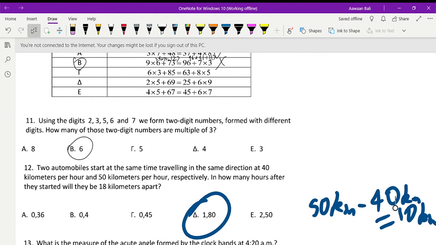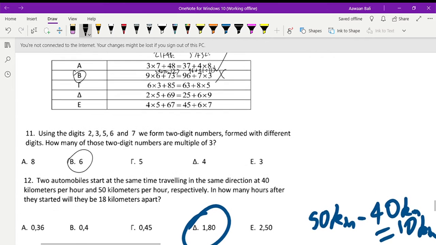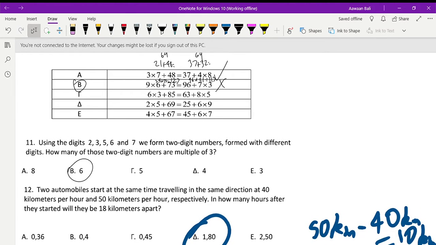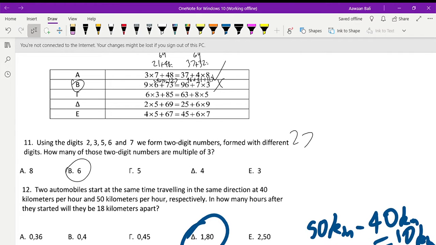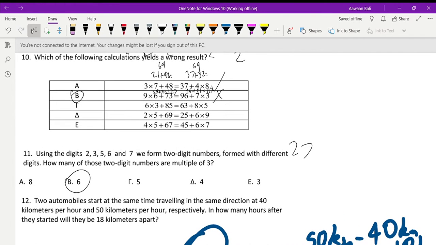So we have our first number, which is an obvious one, 27, since 3 times 9 is 27. After that, we have the 30s. 3 plus 2, 5, no. 3 plus 5, 8, no. 3 plus 6, 9, yes. So again, we have 36.